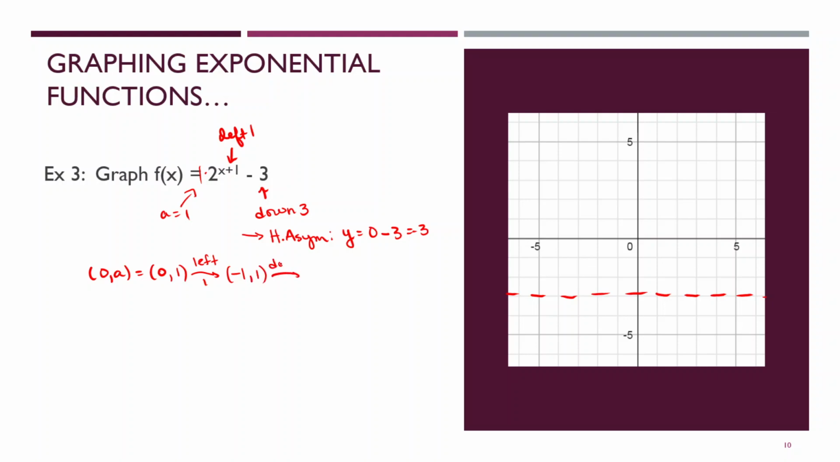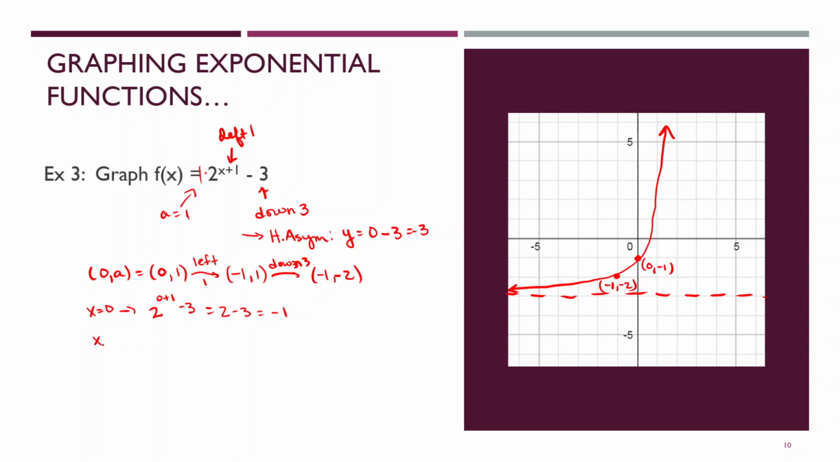And then we move it down 3, and so we get -1, -2. Move a point right here. Any other points, I can just pick and let x equal. So what happens if x equals 0? I'll get 2 to the 0 plus 1 minus 3. So that's 2 minus 3, that's -1. So it's going to connect through these two down towards the asymptote and up forever and ever.